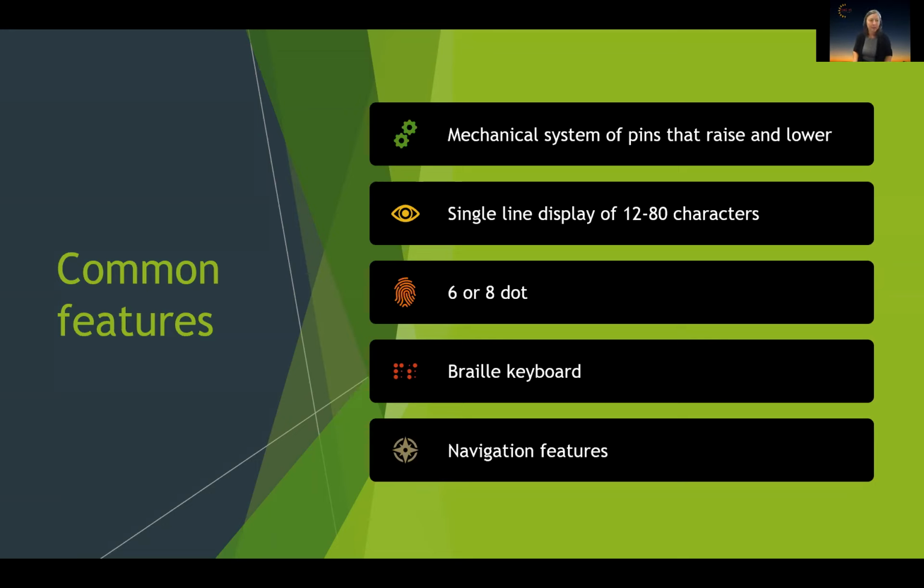All righty. So Braille keyboard. Typically they have a Braille keyboard on the device ready for you to type in Perkins style. And they all have some sort of navigational features, but where those navigation buttons or bars or directional pads are depends on the device.